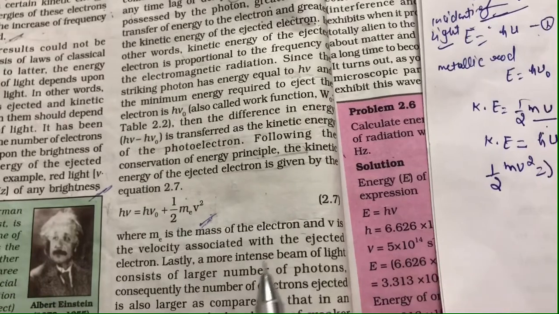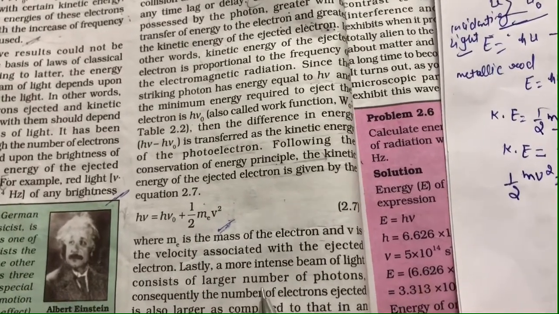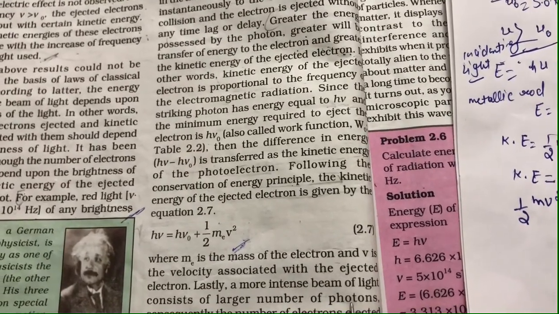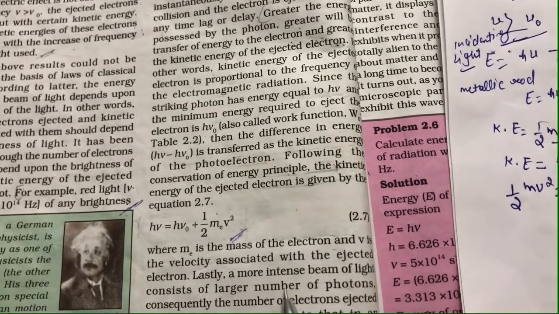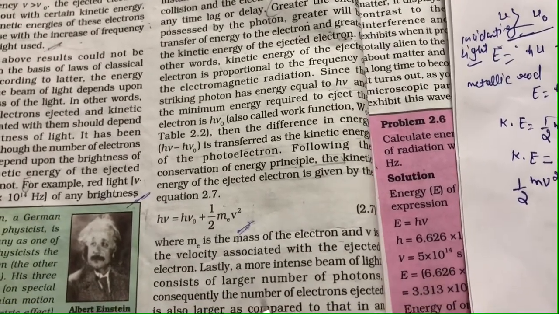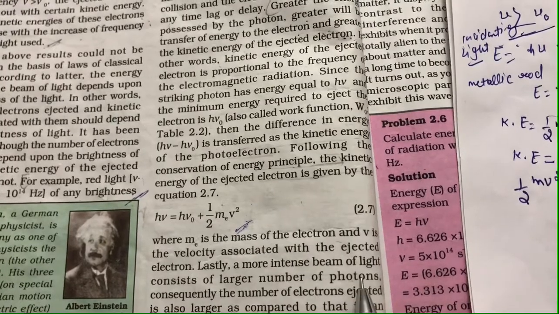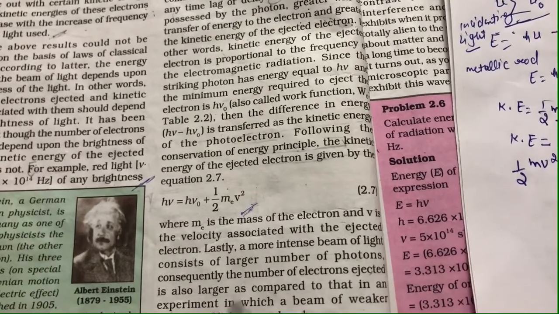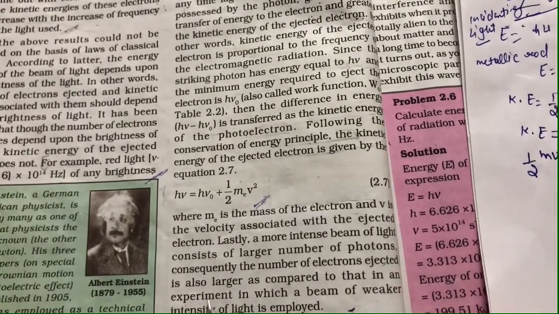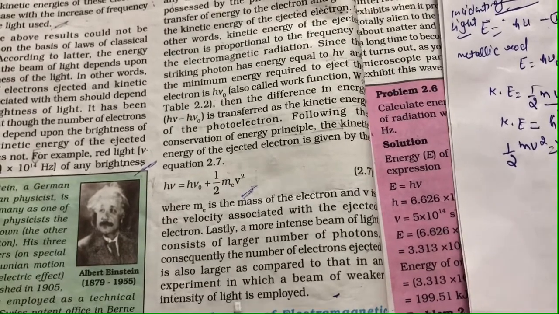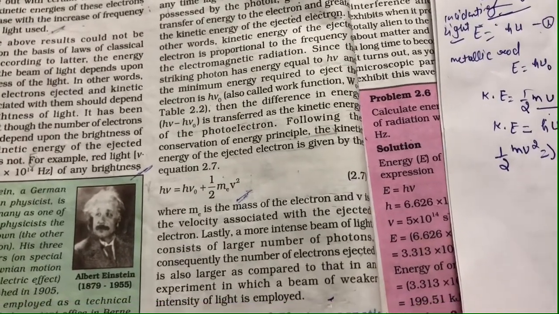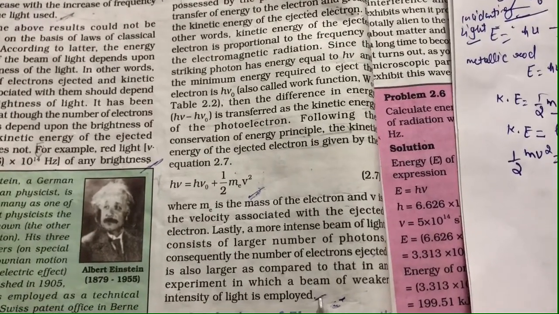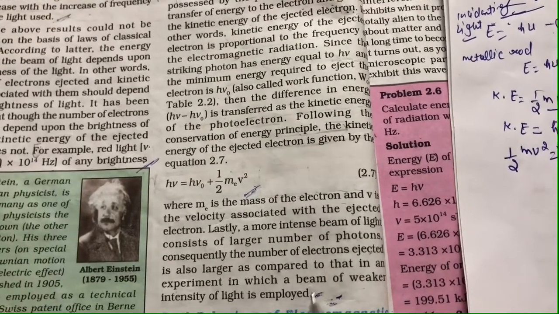And lastly, a more intense beam of light consists of a large number of photons. As we have already discussed, the higher the intensity of the beam of light, the more photons will strike the metal surface, and that will eject more electrons. Clear? So it is also larger as compared to an experiment in which a beam of weaker intensity of light is employed. Clear? If we are using a beam of light having a weaker intensity, then the number of electrons ejected will be lesser as compared to the more intense beam of light.